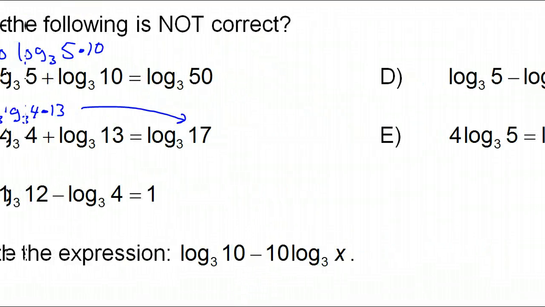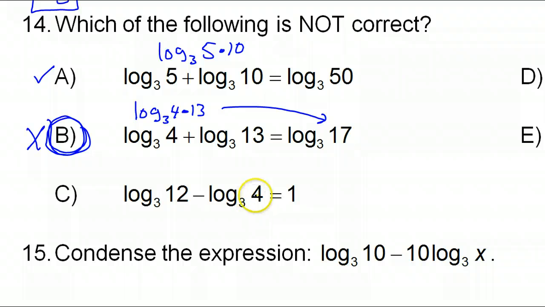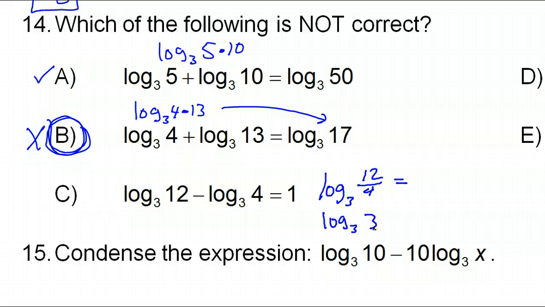The rest of these make sense. I'm going to run through them real quick. If I condense this, subtraction becomes division. So this would be log base 3 of 12 over 4, and that's log base 3 of 3. 3 to the 1 power is 3. So that does equal 1, which is true.